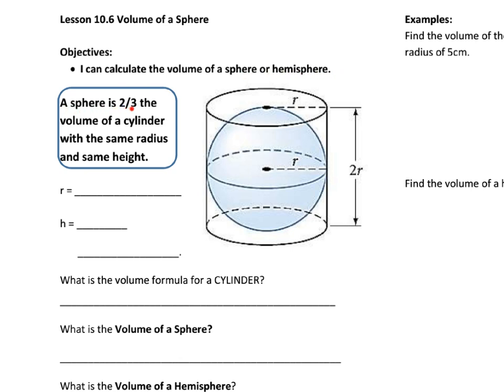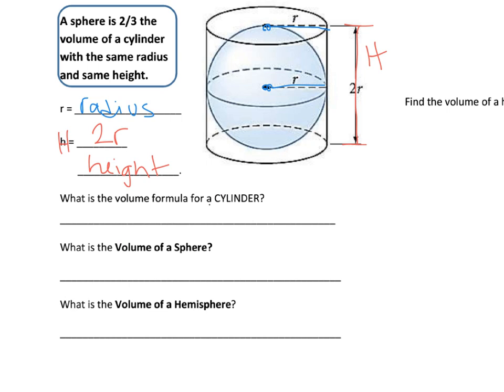A sphere is 2/3 the volume of a cylinder with the same radius and the same height. So R is the radius, which we can see in our picture, those are the same. And H is the height. Let's make that a capital H. And if we look right here, the height is 2R.